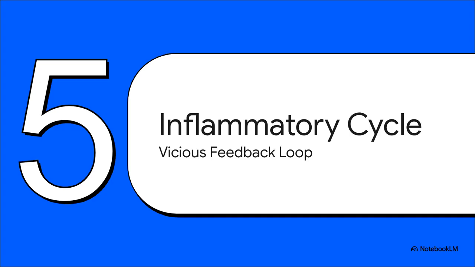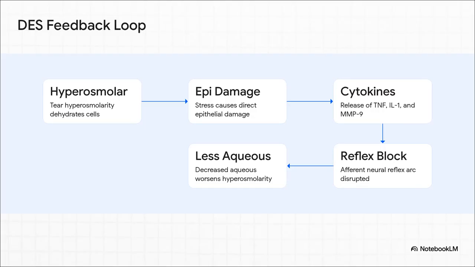Which leads us into Section 5, the vicious inflammatory cycle. The initial stressor always leads back to hyperosmolarity, and hyperosmolarity triggers a self-perpetuating pathological cascade. Let's map out this vicious cascade step by step. It kicks off when hyperosmolarity dehydrates and stresses the cells. This stress causes direct epithelial damage.